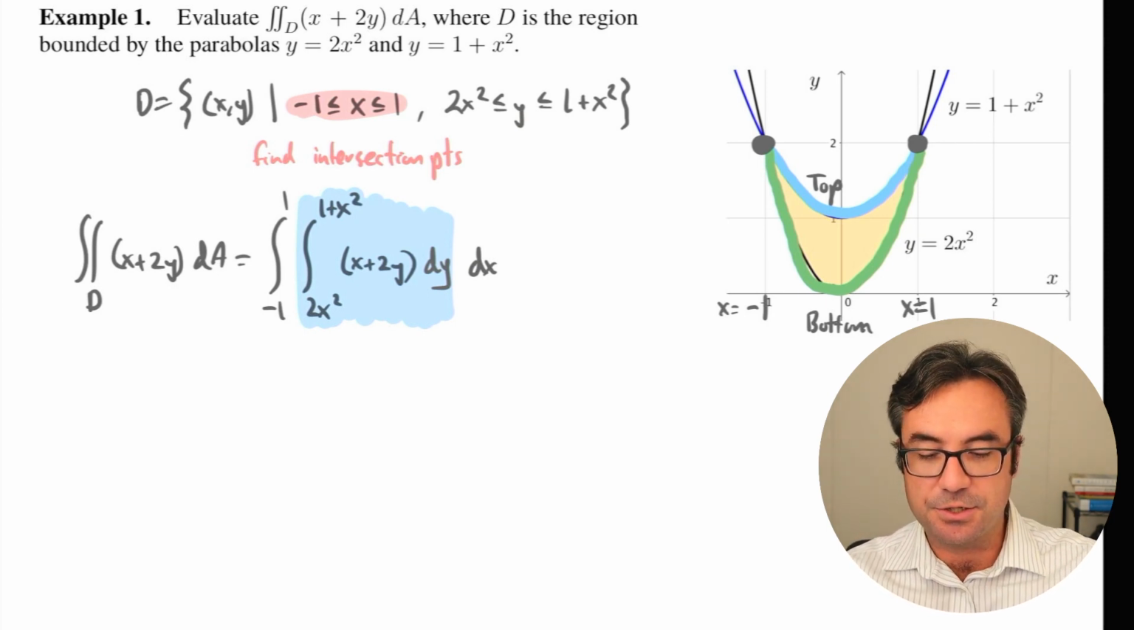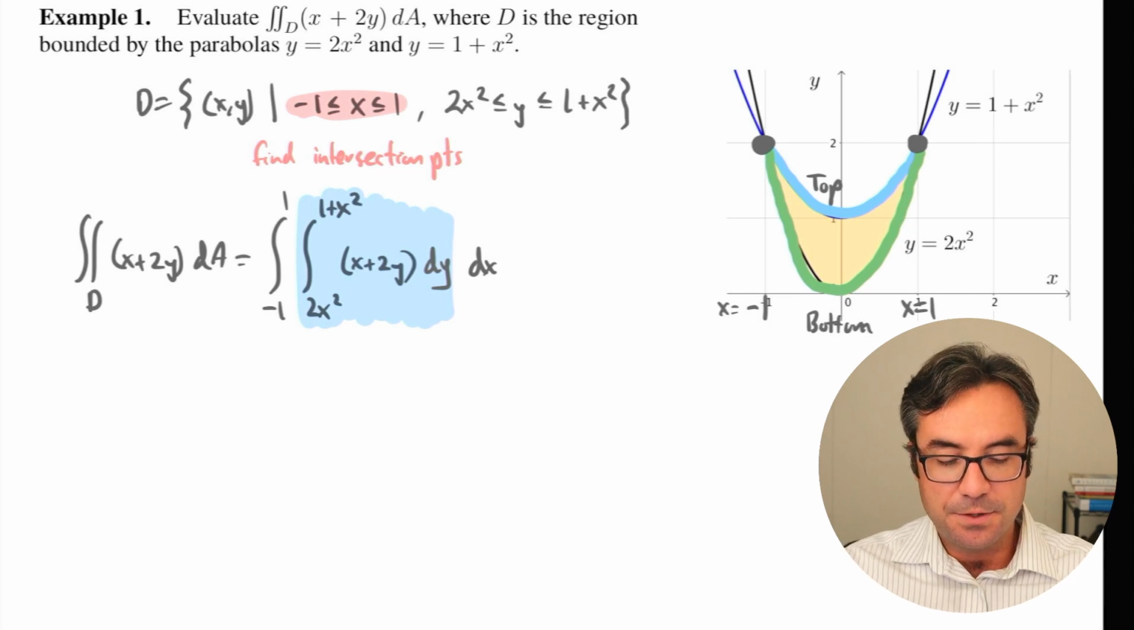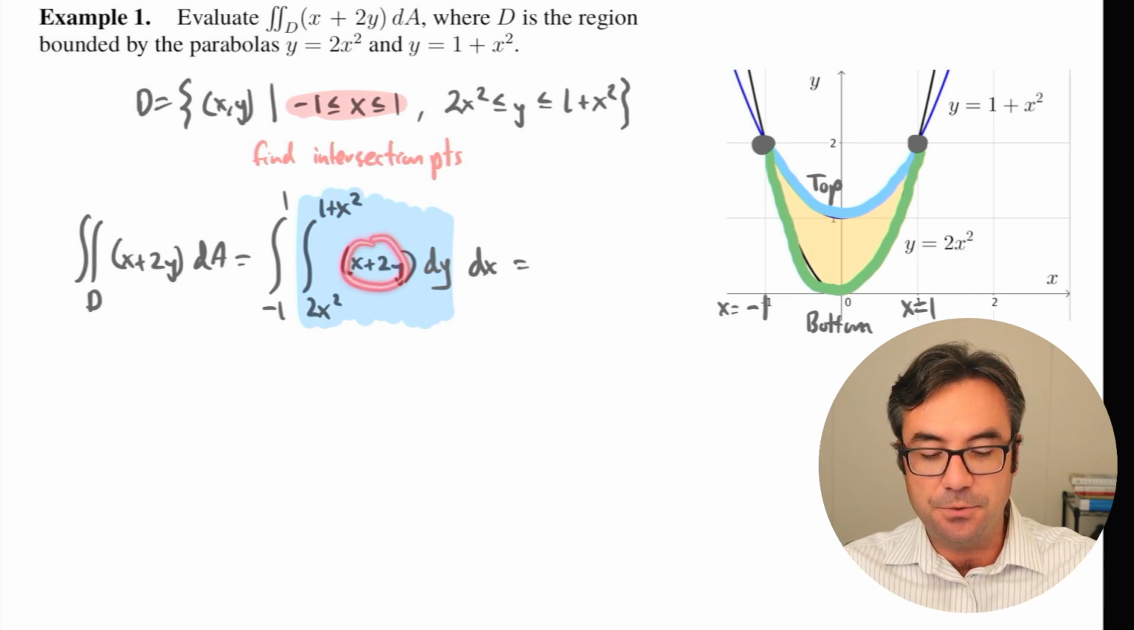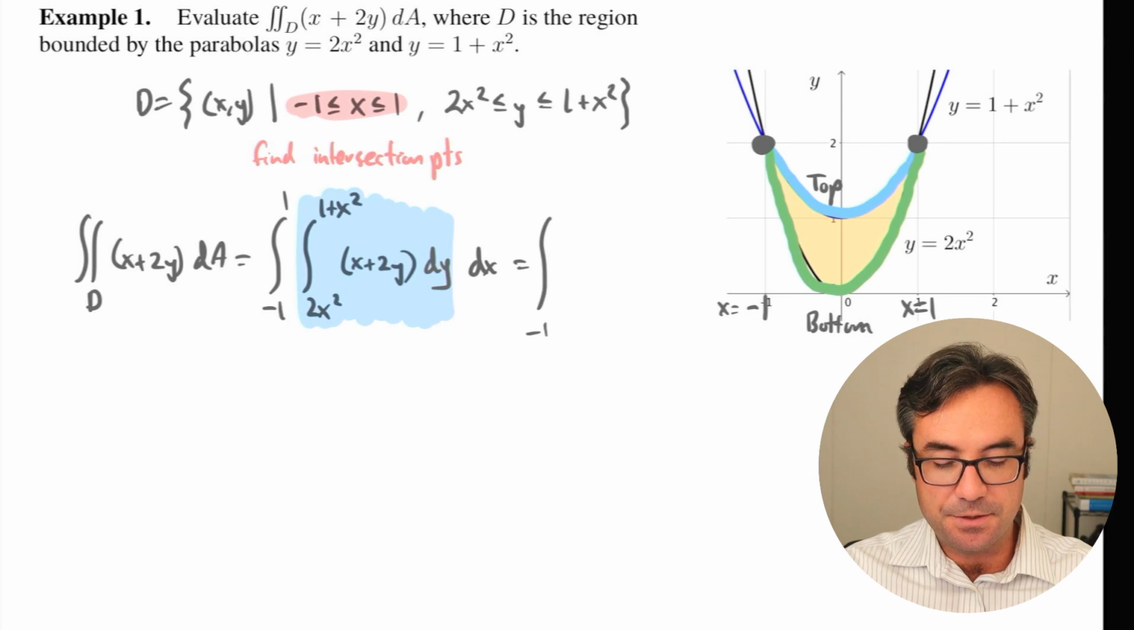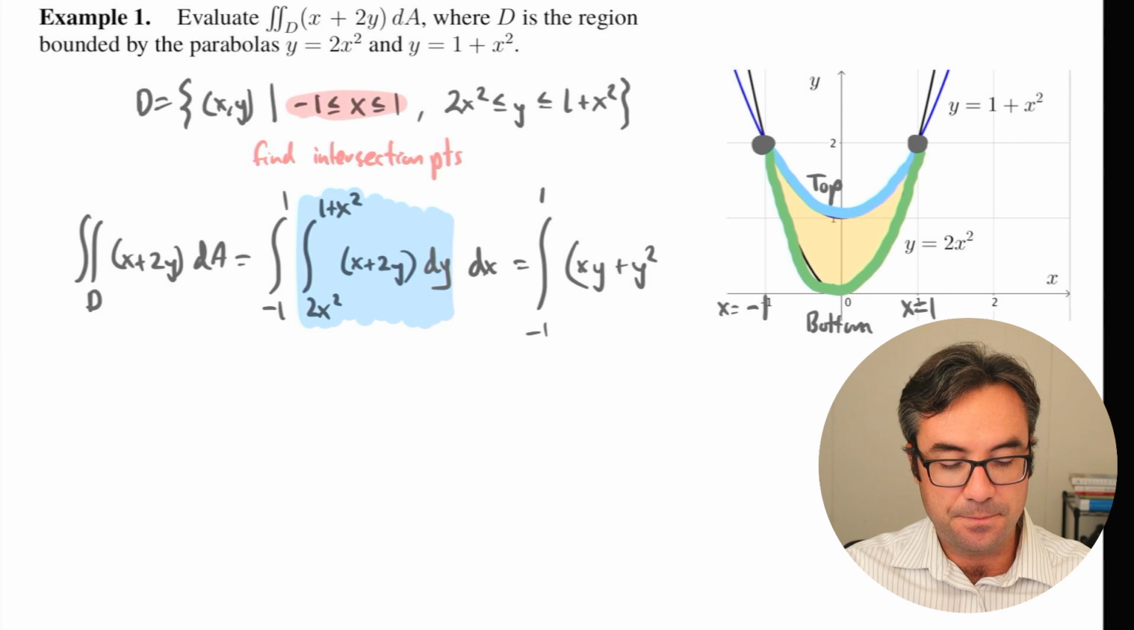All right, so now we're ready. Get the antiderivative here. So the antiderivative of x plus 2y is xy plus y squared.